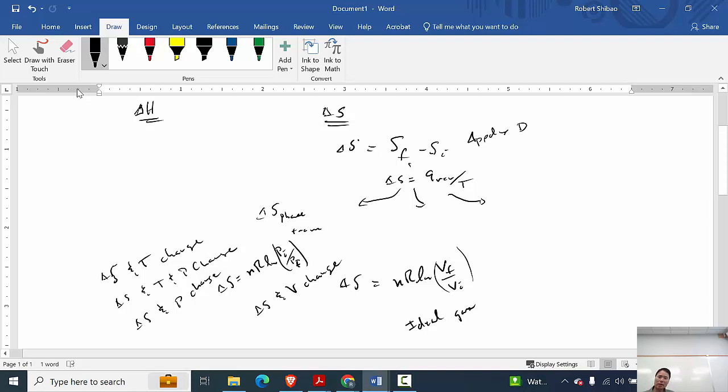And for an ideal gas, this is what we call isothermal. Delta S for a volume change, this is isothermal. Let's say the volume increased. If the volume increases, is any work done? Well, it's like blowing up a balloon. If you blow up a balloon, does it cost energy? Yeah, it's going to cost energy, so work is done.